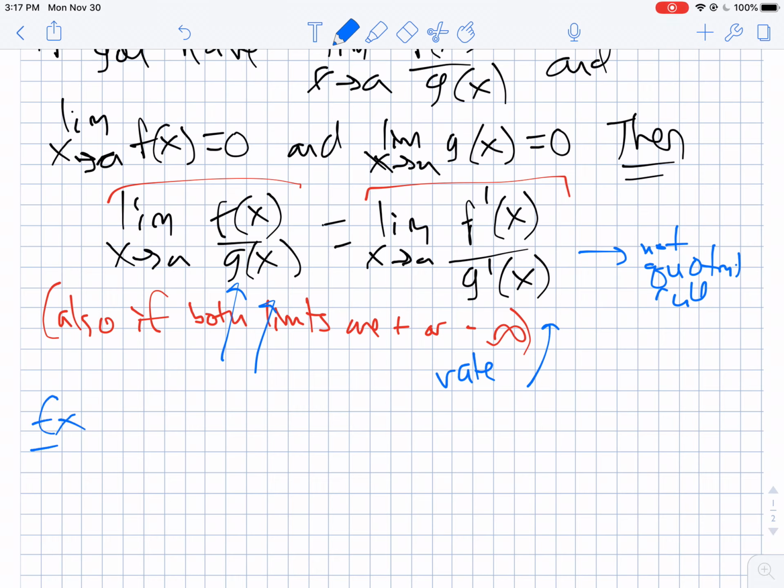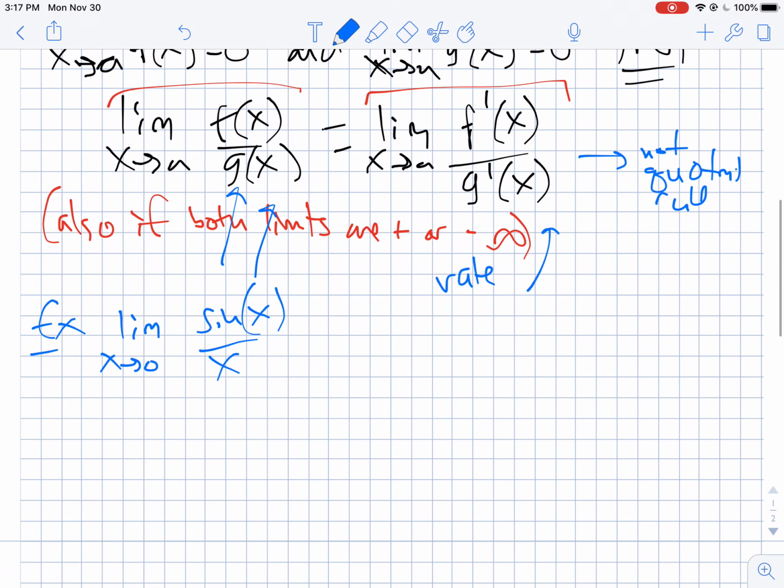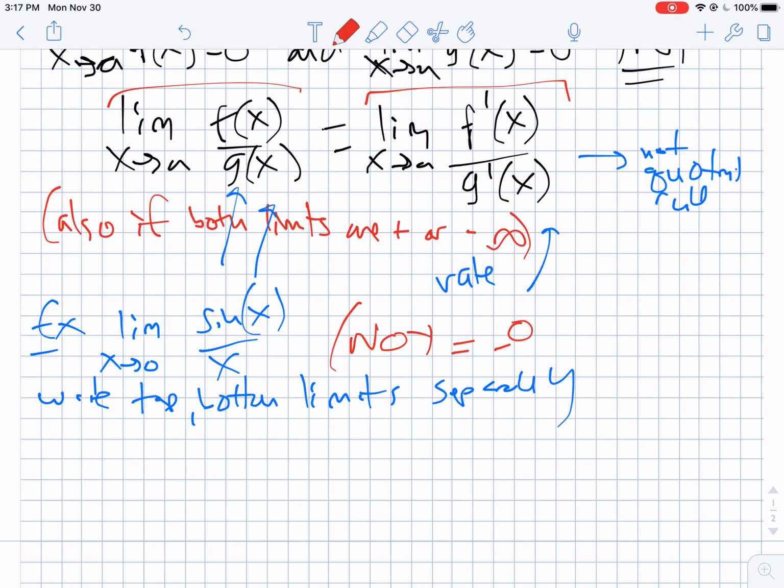So let's start with this simple example: the limit as x goes to 0 of sine of x over x. Now, when you write these problems up on the AP test, what they want you to do is to write out the top and the bottom limits separately. So they do not want you to say that this is equal to 0 over 0, and the reason is because 0 over 0 is undefined.